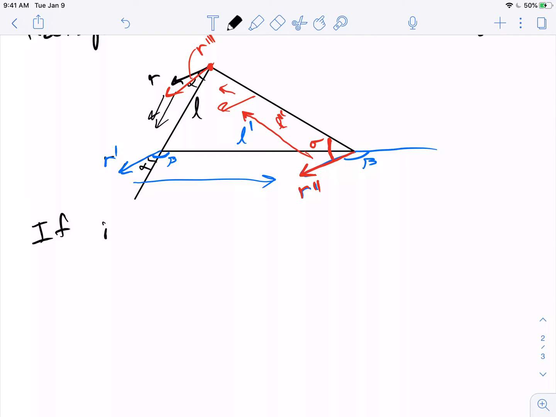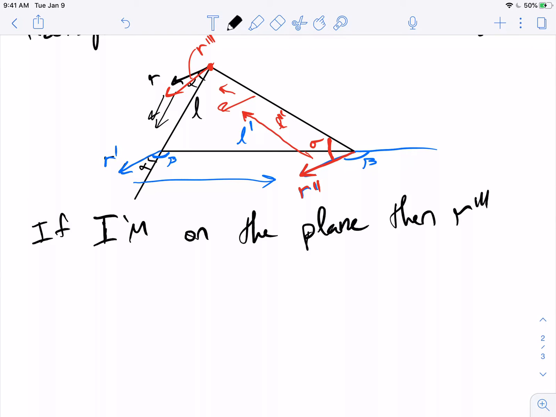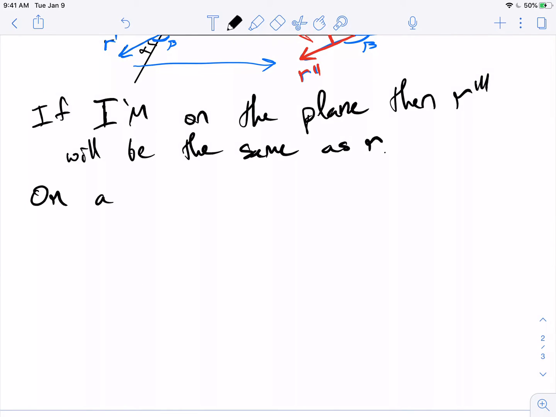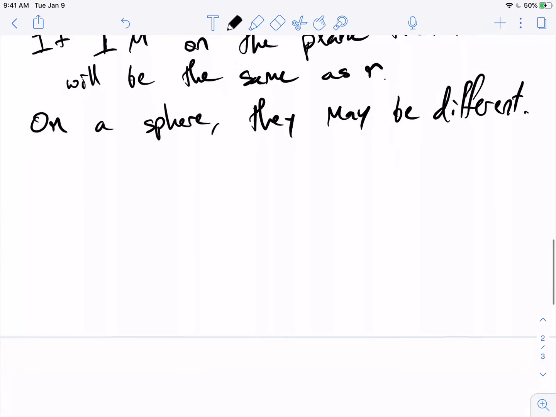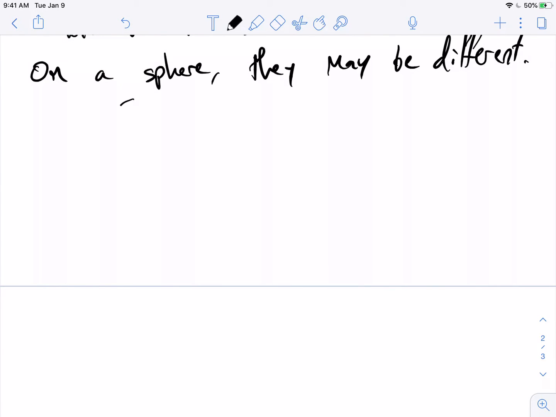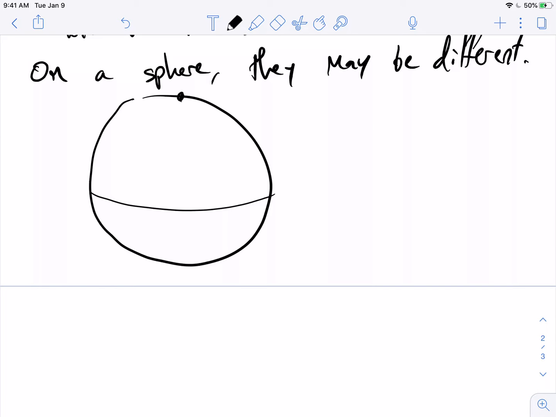So if delta was a triangle on the plane, then this new vector I get, r triple prime, will be the same as the one I started with. But more generally, for instance on a sphere, they may be different. And you can check that pretty easily by looking at a particular example on a sphere. So let's look at our favorite triangle on a sphere, which is the 90, 90, 90, and see what happens.